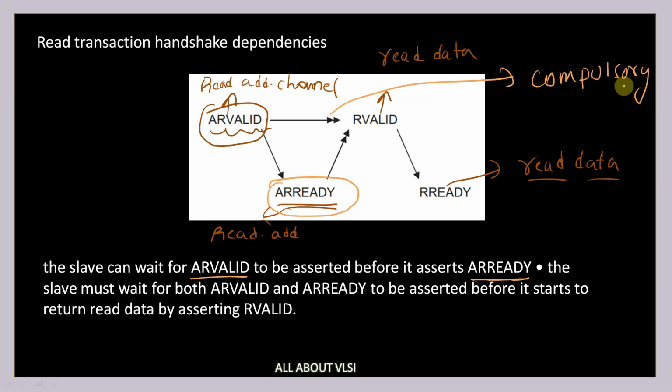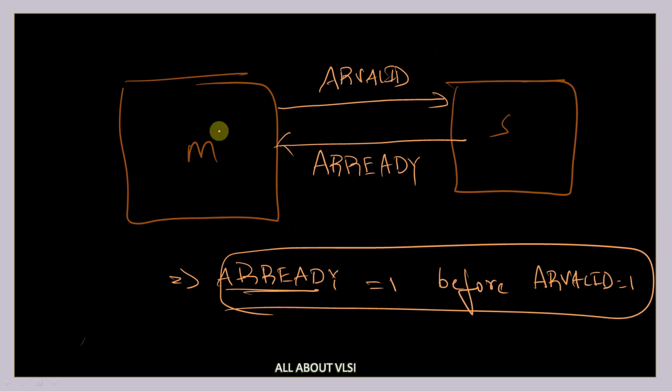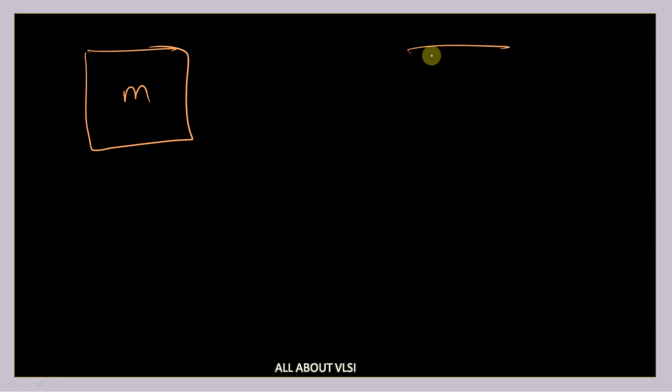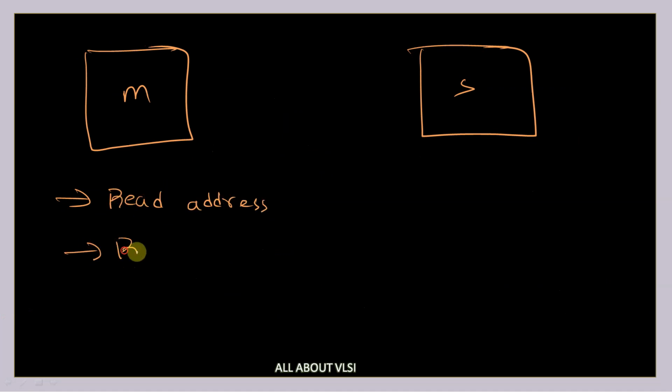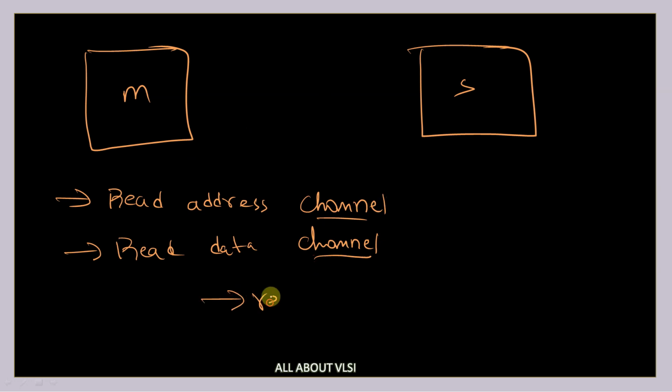Now the requirement we have is that our R valid signal should wait for the assertion of the AR valid signal and AR ready signal. Let me erase this diagram. This is our master and this is my slave. I have two channels: the read address channel and the read data channel. Now I want to perform a read operation.